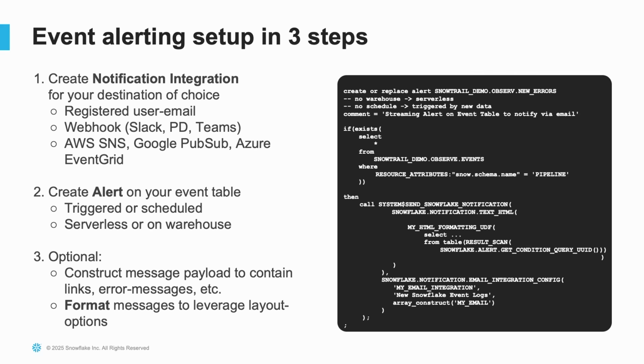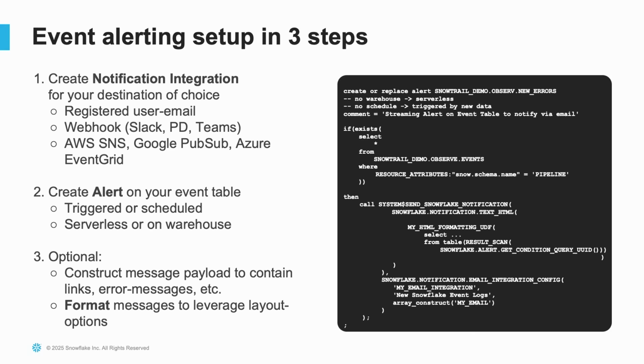First, we have to create a notification integration. This defines the destination for our message. It could be a user email or a webhook, for example, for Slack or PagerDuty or Microsoft Teams, or you can leverage message queues like AWS SNS or Google PubSub or Azure Event Grid.